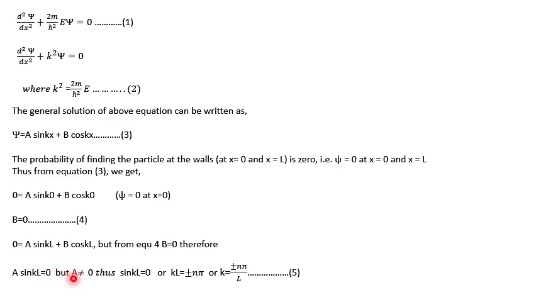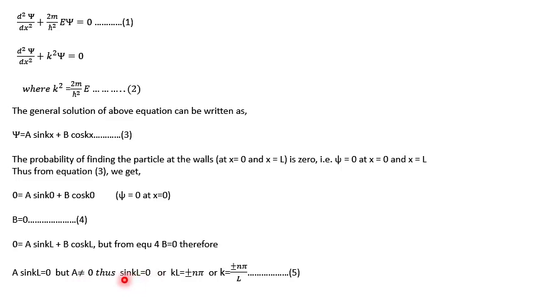But we cannot say that A is equal to 0. Why? Because b is already 0, and if A becomes 0, it means that psi becomes 0, and if psi is 0, it means that the particle doesn't exist inside the box. But we already know that the particle is moving inside the box, so its existence is present there. Therefore we cannot take the function to be 0. From this we can say that A is never equal to 0. Thus sine kL is equal to 0.